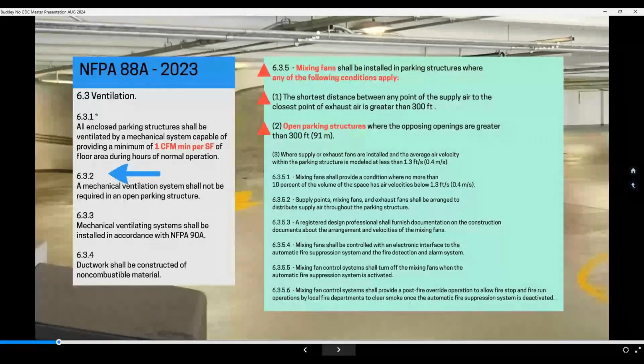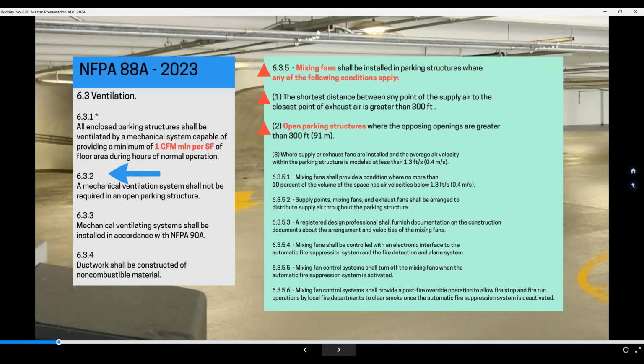Now, in 2023, it was amended. Prior to 2023, you see what's on the left. And this is how they addressed the requirement for mechanical ventilation in an enclosed or underground parking. Basically, it was very simple. Move 1 CFM per square foot. That was it. That's how they addressed it.